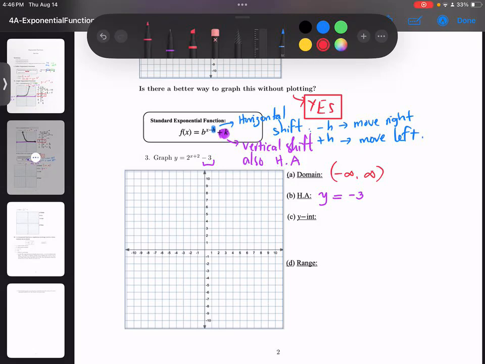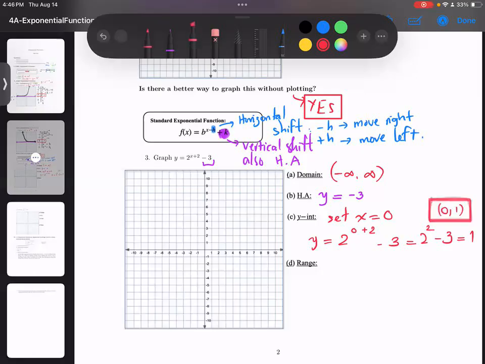So I'm going to set x equals 0. The y-intercept is when x equals 0. So y equals 2 to the 0 plus 2, minus 3, down here. That'll be 2 squared minus 3. That'll be 1. Okay, so 0, 1. Oh, all right. It's kind of coincident to the point that we actually want to focus on.